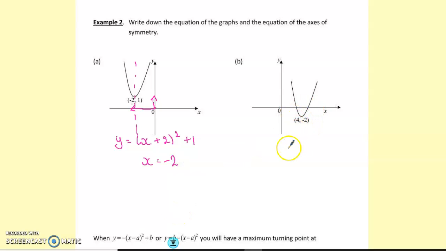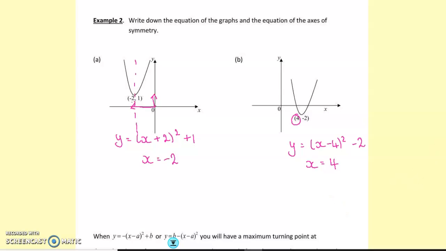Looking at this one, I've got turning point 4, 2. Let's get y equals x minus 4 all squared minus 2. Again, bit in the bracket, opposite sign, bit outside the bracket, same sign. My axis of symmetry is always x equals whatever my x coordinate of the turning point is.